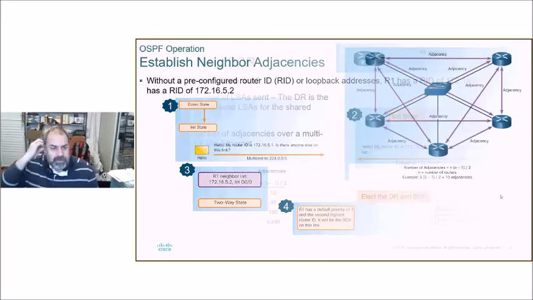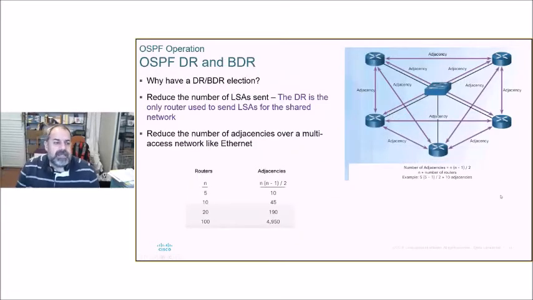But we will go into more depth on that in a later chapter. Okay, so why have a DR-BDR election? If you have all of these routers connected into an Ethernet network, for example, as you add a router, the number of adjacencies will grow exponentially. And so that does take more information.